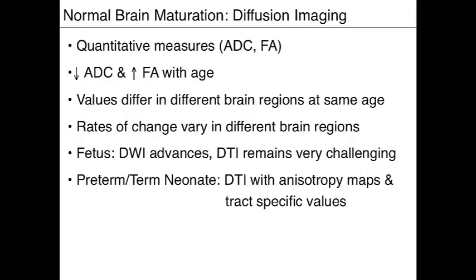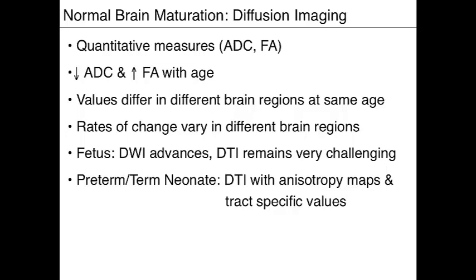Values of ADC and of anisotropy differ in different brain regions at the same age, and the rates of change will also vary in different brain regions, with areas that are, for instance, involved in more primitive functions, such as motor and vision, as I mentioned, undergoing maturation at a more rapid rate than areas involved in higher cortical functioning.